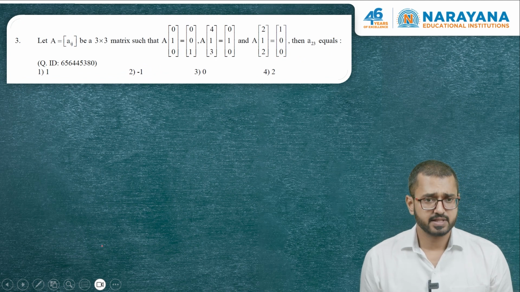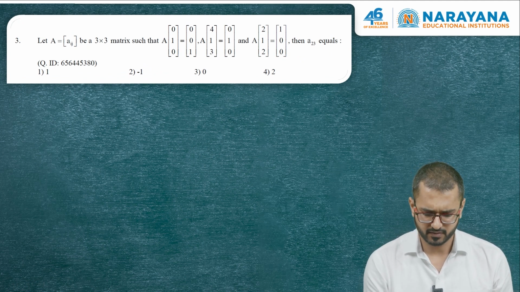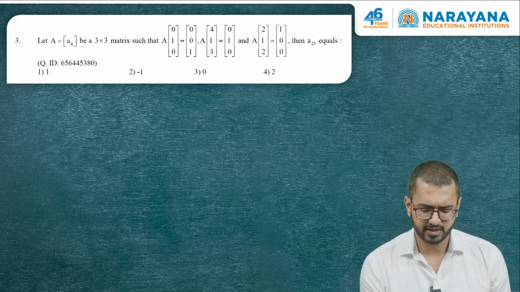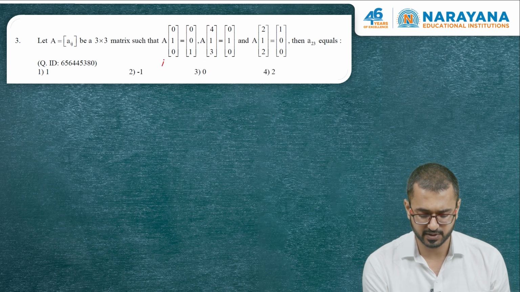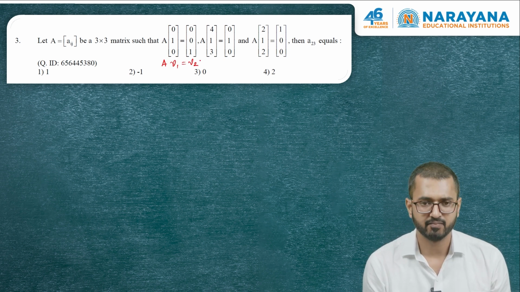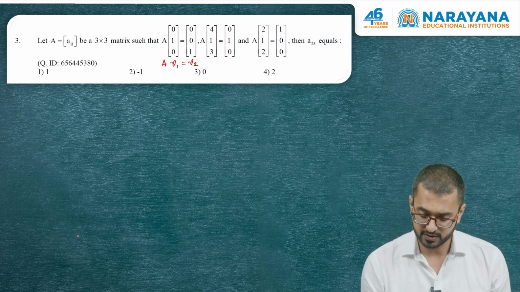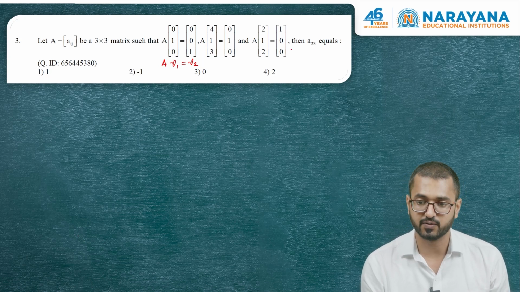So here the question is given: there is a matrix A, which is 3 by 3, such that when matrix A is multiplied by this column vector, it gives me another vector. And similarly I have another vector. So you can write A into V1 is equal to V2 this way. Our goal is to find out A23 equal to what?